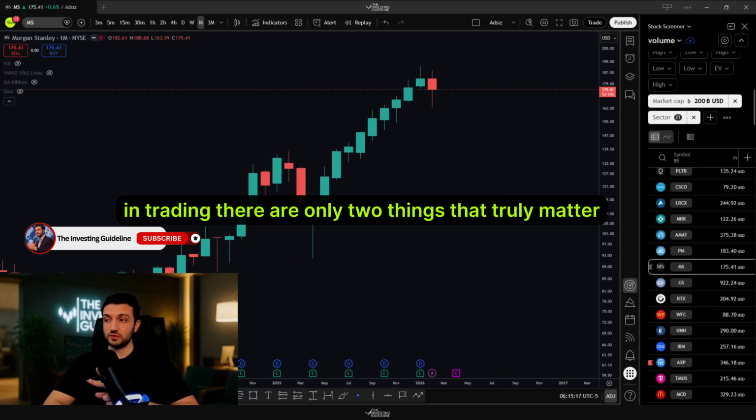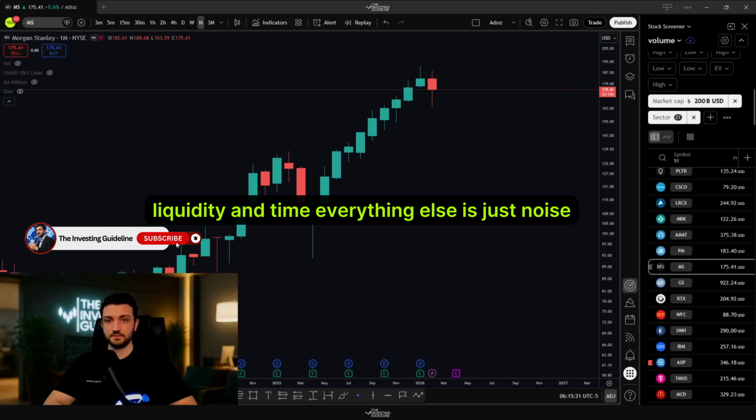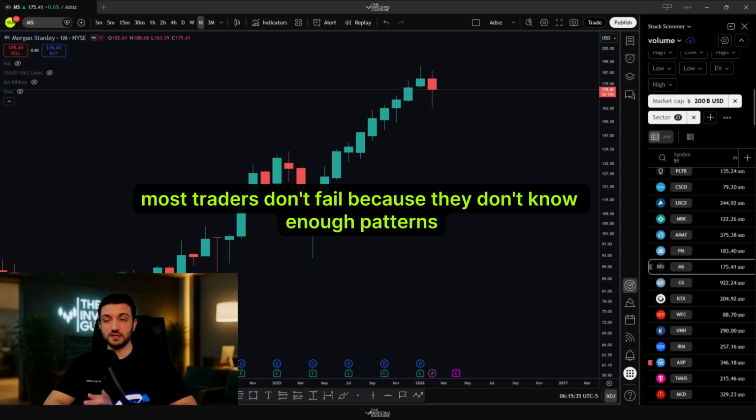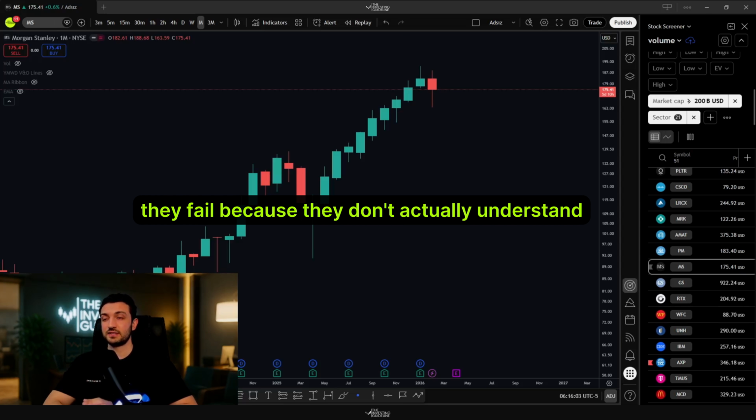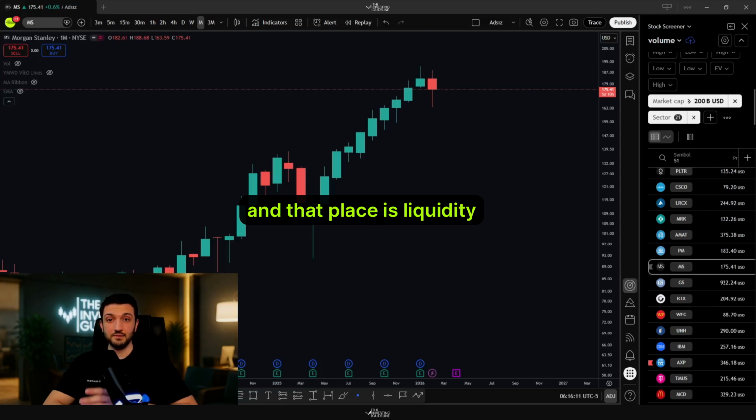In trading, there are only two things that truly matter: liquidity and time. Everything else is just noise. Most traders don't fail because they don't know enough patterns. They fail because they don't actually understand where price needs to go. And that place is liquidity.